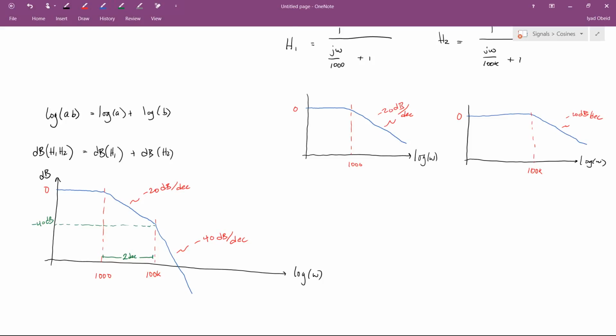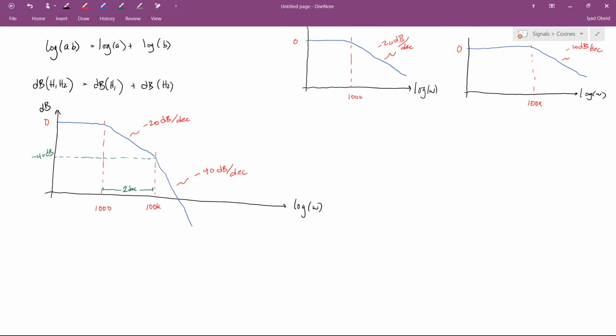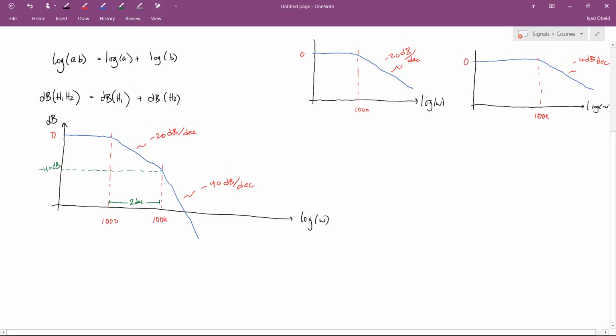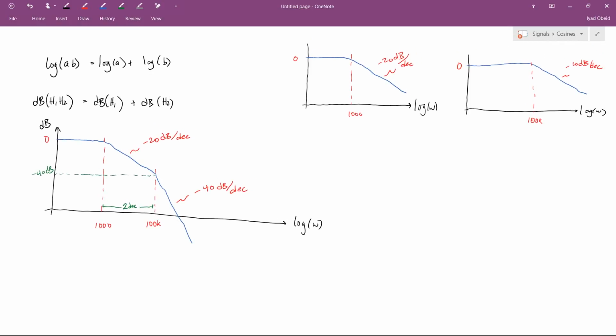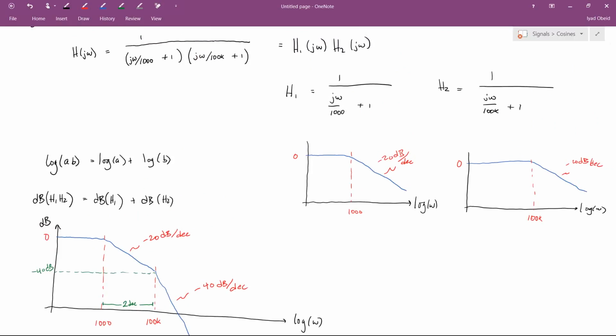The only other thing I want to add to the conversation about Bode plots is what happens when you have a j omega term in the numerator. And when you have a j omega term in the numerator, instead of decreasing your slope by 20 dB per decade, it makes your slope increase by 20 dB per decade. And we'll see more examples of that later on in the lecture series.